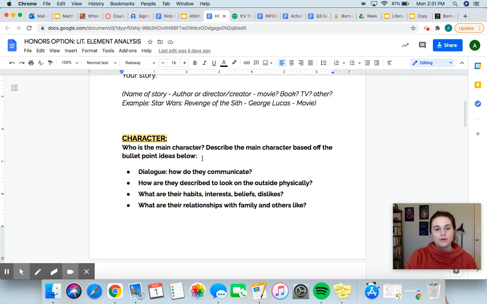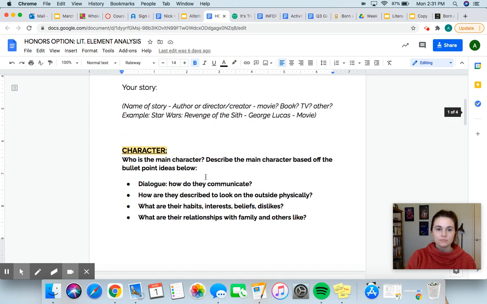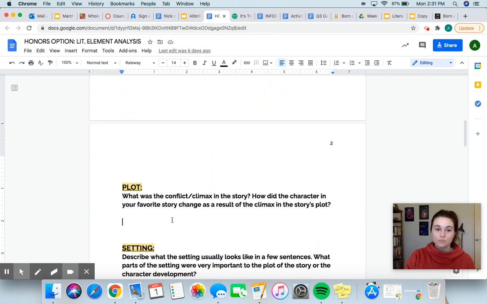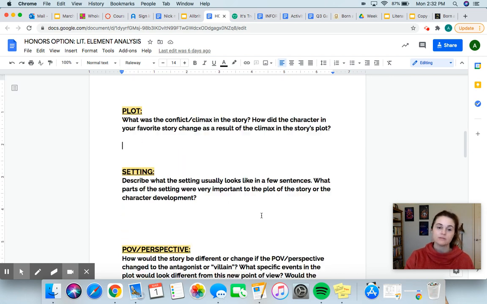And then character. So you're going to go through and answer all these questions. There's 8. So think about who is the main character. Describe them based off the bullet points. You can even just go right underneath and answer, how do they communicate? What do they look like? What are their habits? All that. Plot. What is the conflict or climax in the story? How did the character in your favorite story change as a result of the climax?